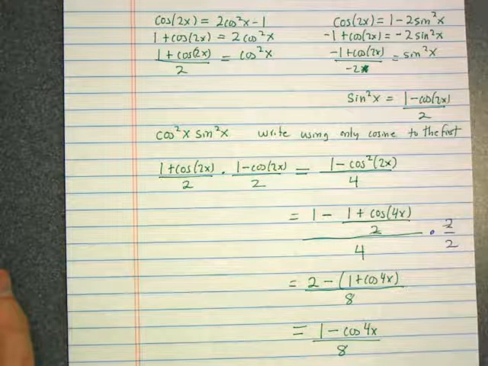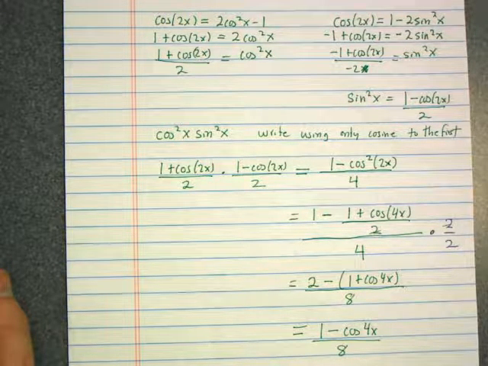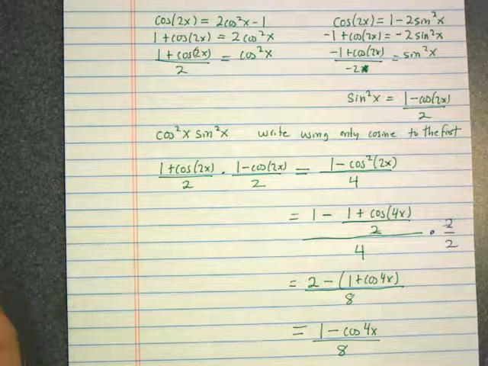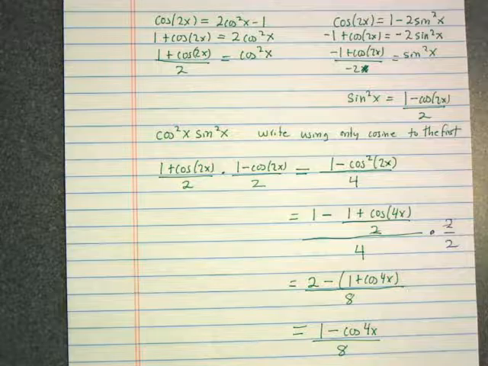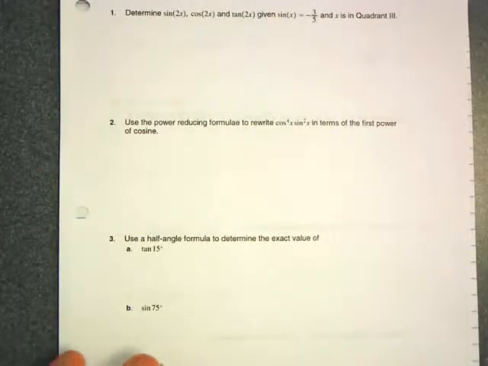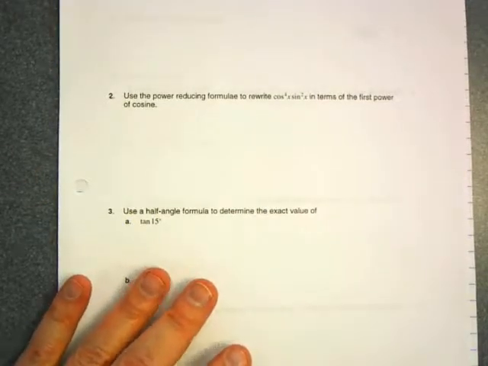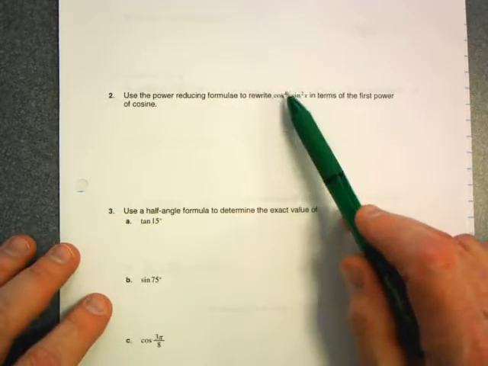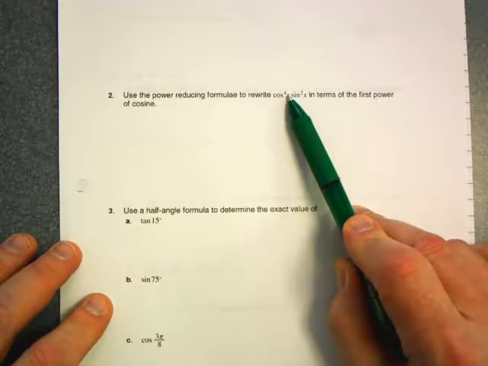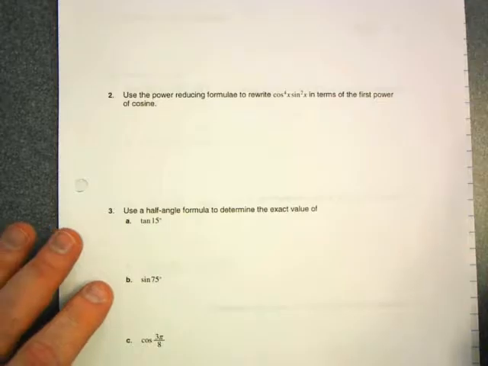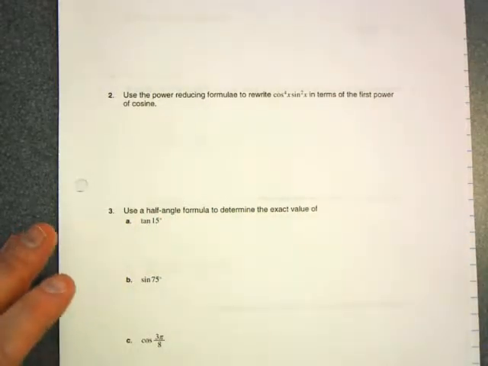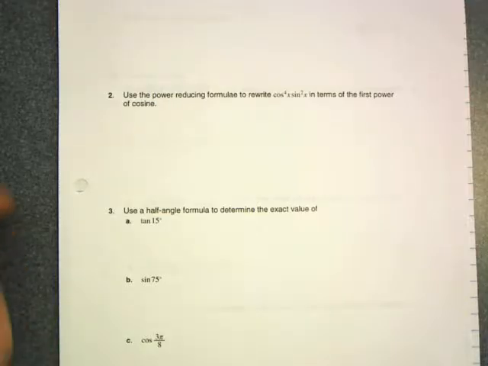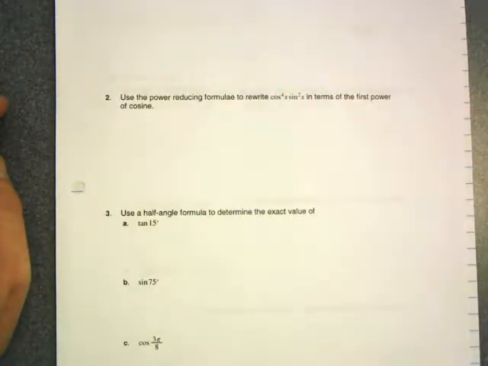Questions on that one? All right, now let's try an ugly one. I think that one was bad. Look at this one. This one has cosine to the fourth times sine squared. And again, the directions are the same: write in terms of the first power of cosine. So what are you going to do with cosine to the fourth?